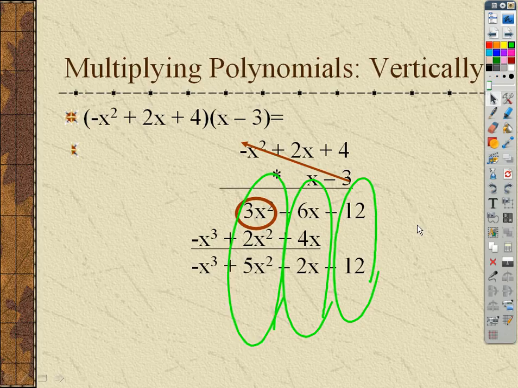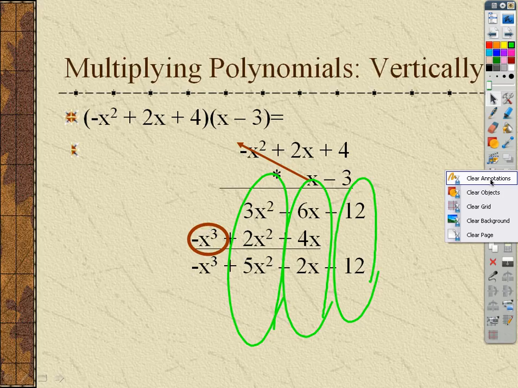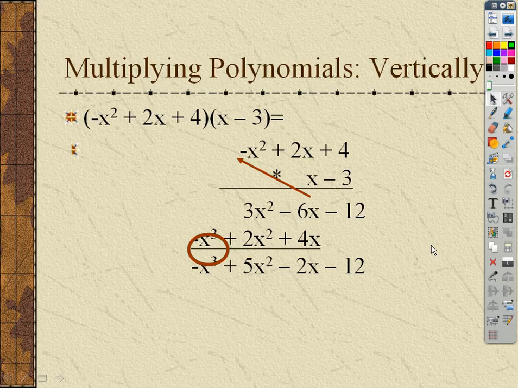And then we'll multiply the x through. X times 4 is 4x, so that's going to go in the x column. X times 2x is 2x squared, so that goes in the x squared column. X times negative x squared is negative x cubed, so then we got our x cubed column out here. And then we just add up vertically and we're done. If we just combine all those like terms, there's our answer.